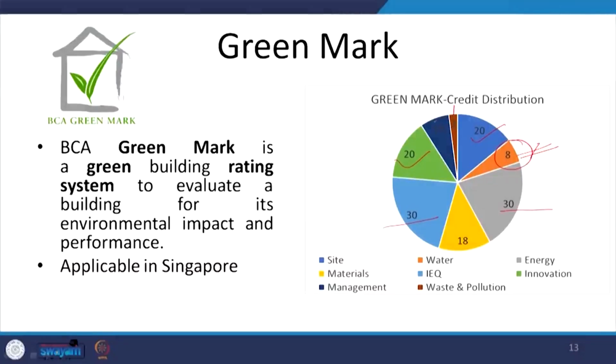So the reflection of this green building rating system and the weightage to each component also reflects the national policies which are in place. So where is the government wanting to place focus through the individual buildings towards improving the environment.